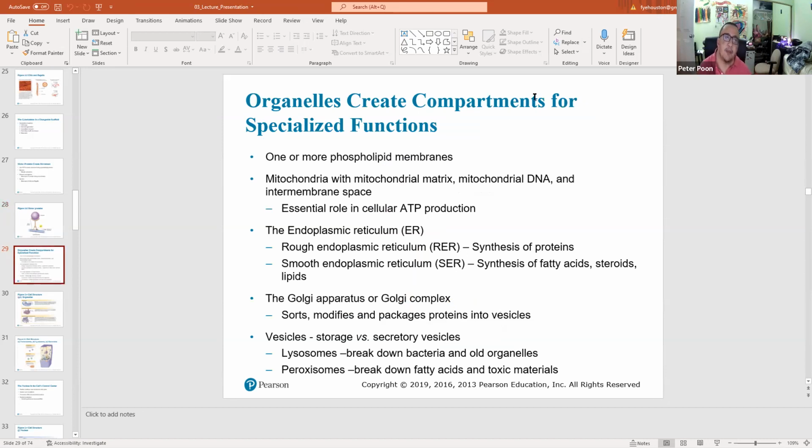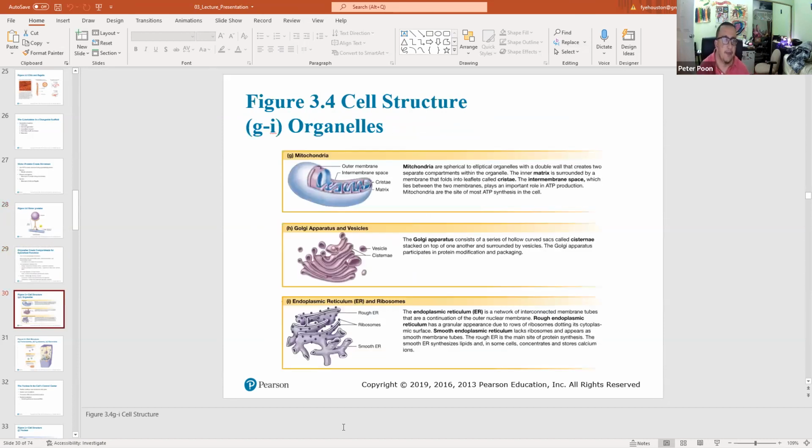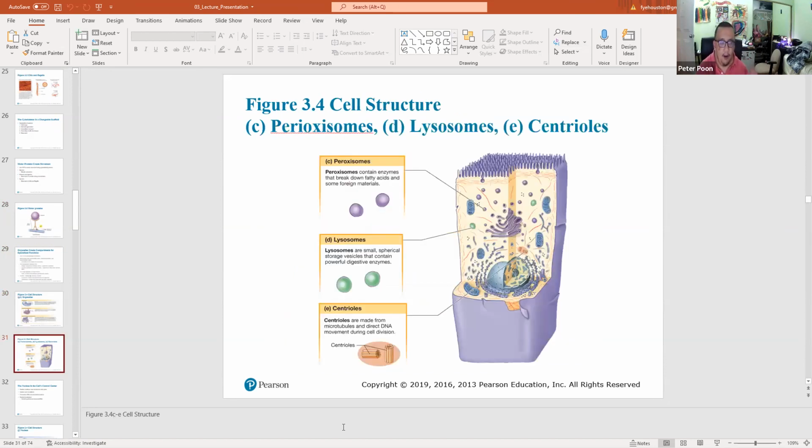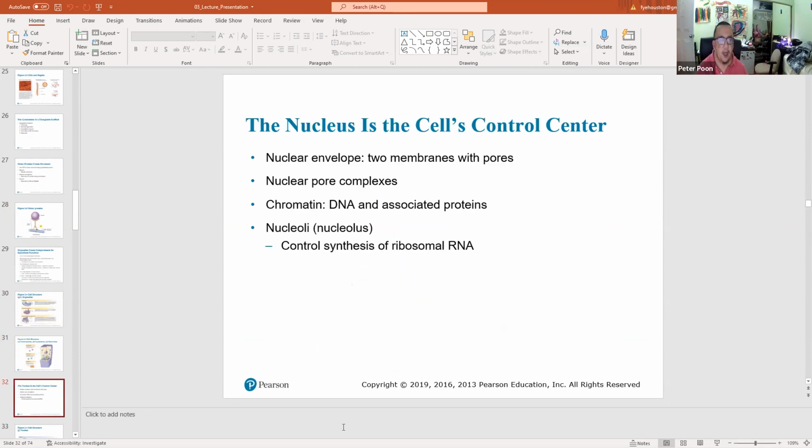Organelles create compartments for specialized functions. These I won't go over because we already went over them in anatomy probably. So you just look at those, or if you haven't, then you learn them by yourself. They're not difficult.